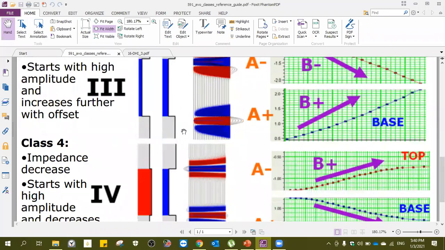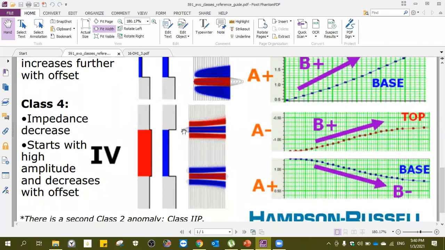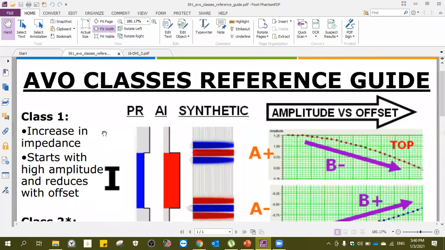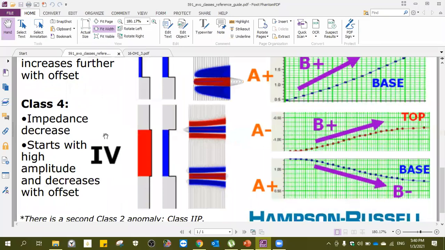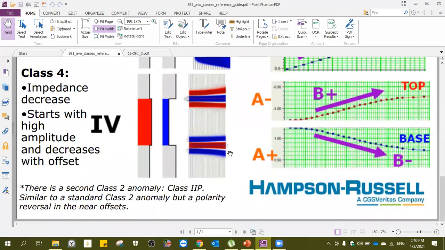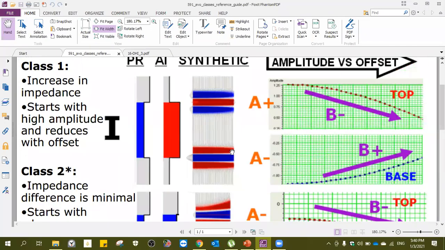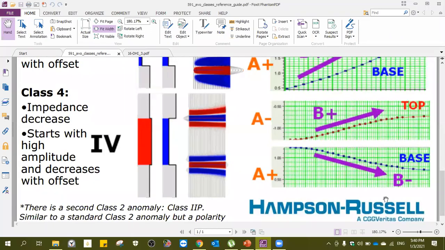Now we have class 4. In class 4 the acoustic impedance is very different. Due to the difference, these start with high amplitude and then it decreases. Class 4 and class 1 are the same, but the difference is that we have only a polarity reversal from class 1 to class 4. So this is how we are going to study the acoustic impedance.